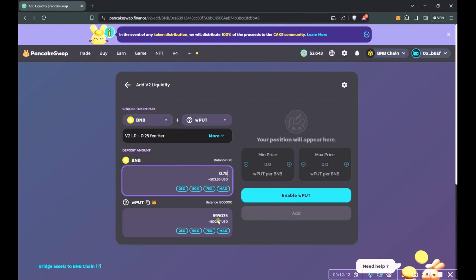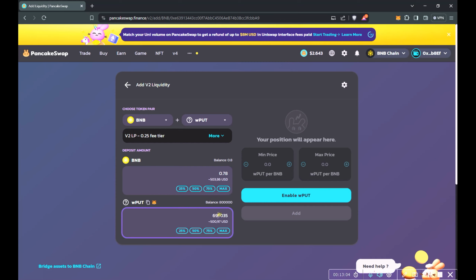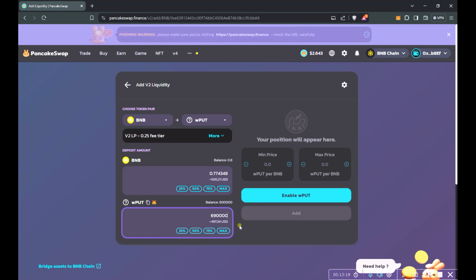Wonderful. It automatically calculates the amount of Putin coin tokens on the other side on the basis of the price which is actually present in the W Put-Binance coin trading pair. You can change it also on the Putin coin side if you want to say we want to just add 690,000. Yeah, and this will be around $500 in Binance coin and around $497 in the value of Putin coins. Okay, I think this is the amount we want to have.